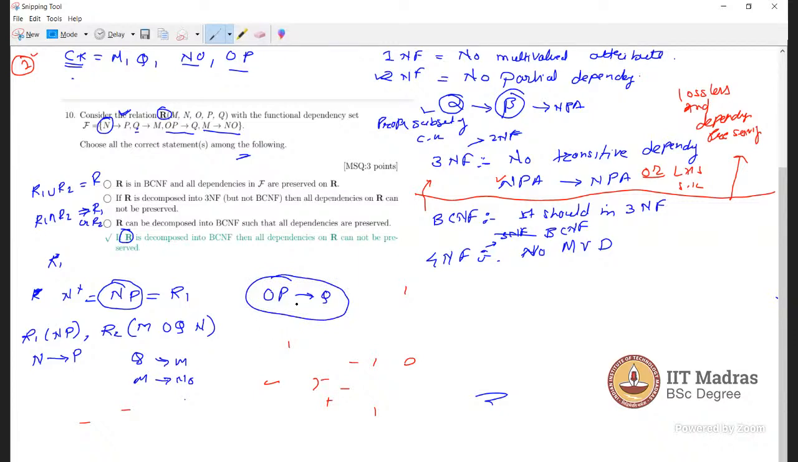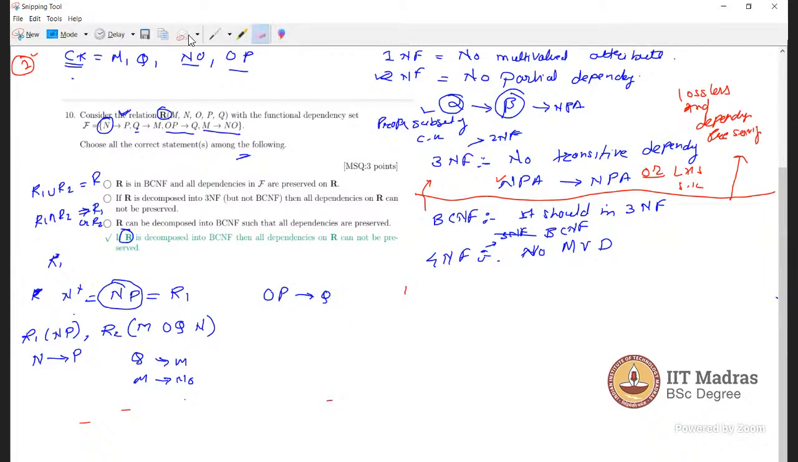OP determines Q. You need to check, like this is not the proper condition. So what is the algorithm to check whether the dependency is preserved or not? How do we check that? First we decompose the relation. We write what are the applicable functional dependencies. So this functional dependency we need to check whether it is preserving or not. There is no relation that has both of them anyway, so it's not preserved.